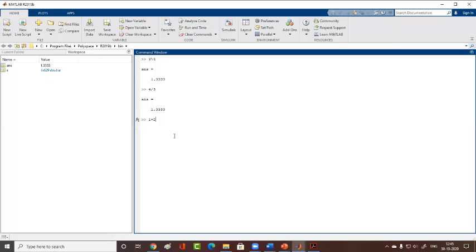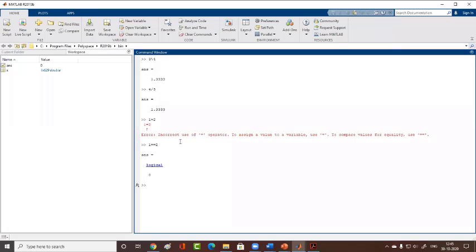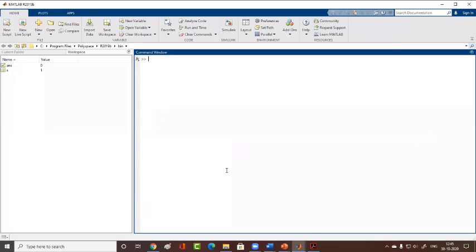1 equals to 2. So for logical purpose, we use double equals to, not single equals to. Here x equals to 1. So we assigned the value 1 to x. Now this is nothing but the assignment operator. Again, we will discuss variables, how to declare a variable, all these things in the next concept.